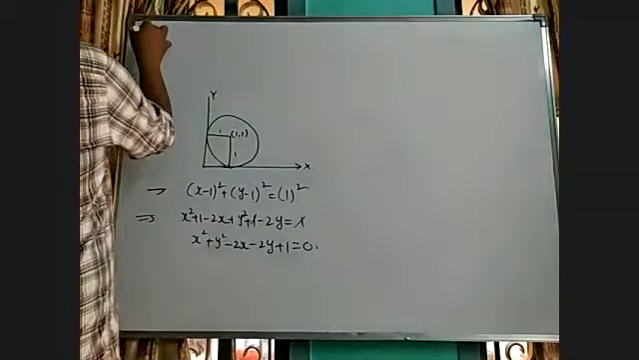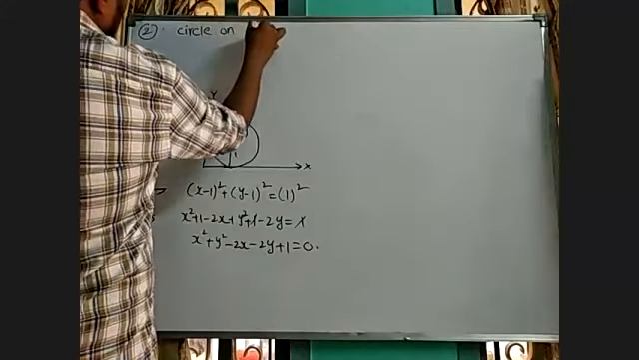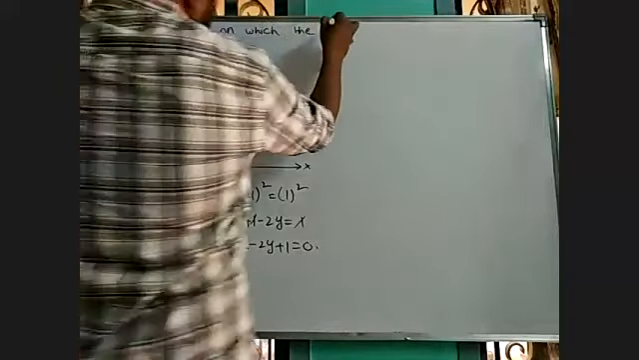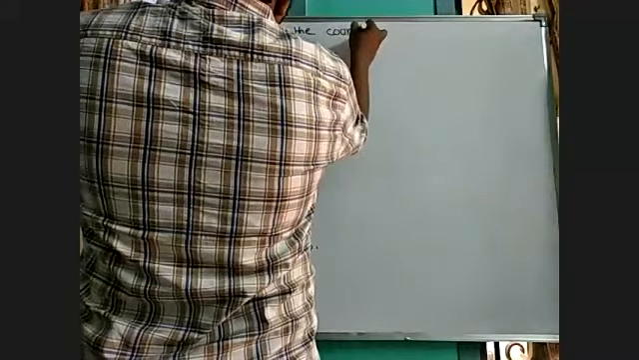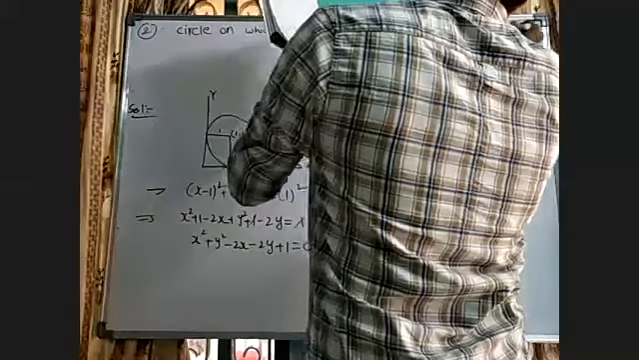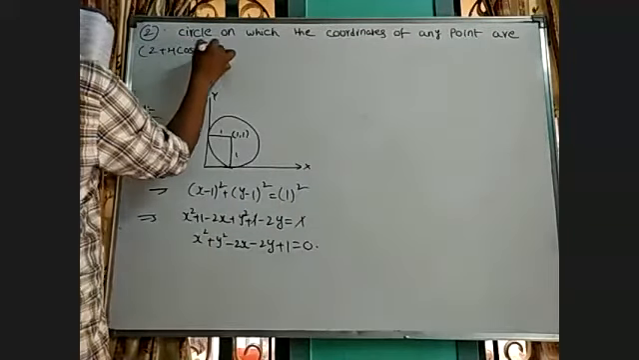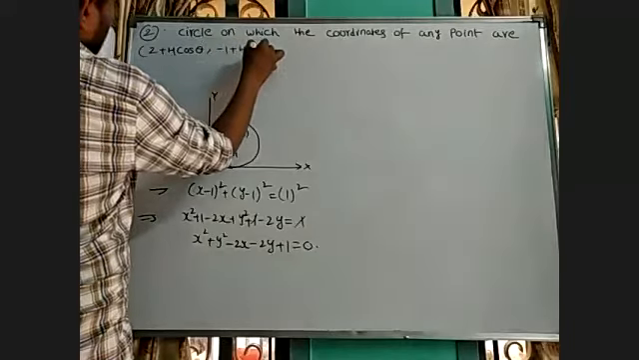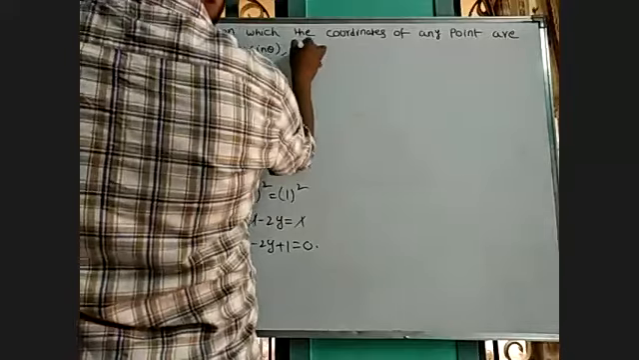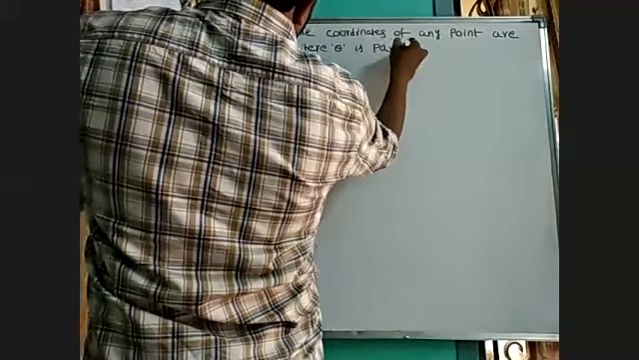Next, question number 2. See, the circle on which the coordinates of any point are 2 plus 4 cos theta comma minus 1 plus 4 sine theta, where theta is the parameter, is. Okay.